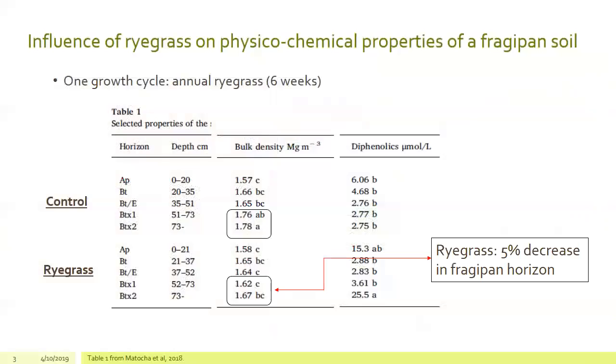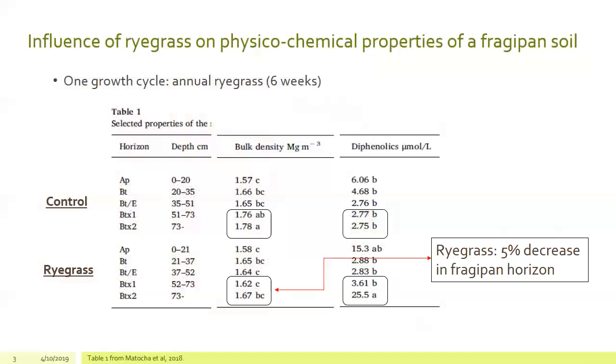Top one's control, bottom one's ryegrass. The top had 1.76, the bottom had 1.62. So you had about a 5% decrease in bulk density overall. So that could be more pores, that could be more aeration in that structure that would allow more roots to grow.